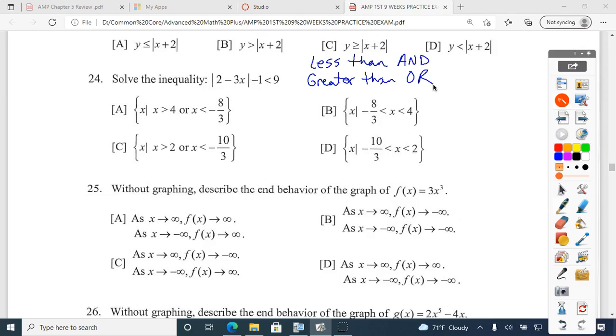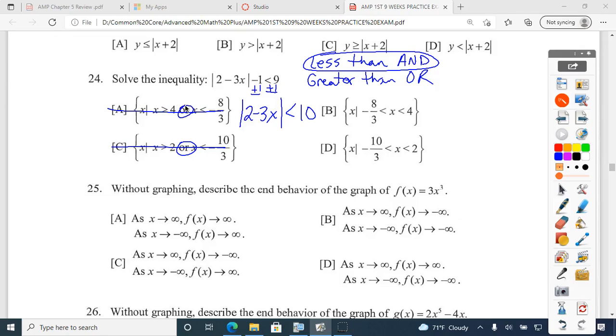Okay, so we got to get the absolute value by itself first. So first thing we're going to do is move the 1 over. So we're going to have absolute value of 2 minus 3x is less than 10. So if it's less than, it's got to be an and. So it can't be A and it can't be C because they are ors. Okay? All right, and now we work our problem.